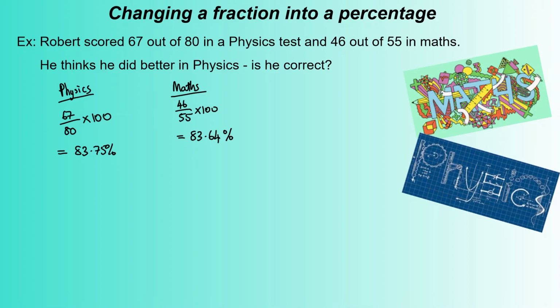So the question was, he thinks he did better in physics. Is he correct? Yes, he is correct, since 83.75% is greater than 83.64%. When you get asked a question like that, a communication mark is important because you are getting a mark for writing that sentence. It's not just looking for a yes or no answer, it's looking for a yes because or a no because, and then a reason relating back to your working. So make sure you don't forget that part, okay?